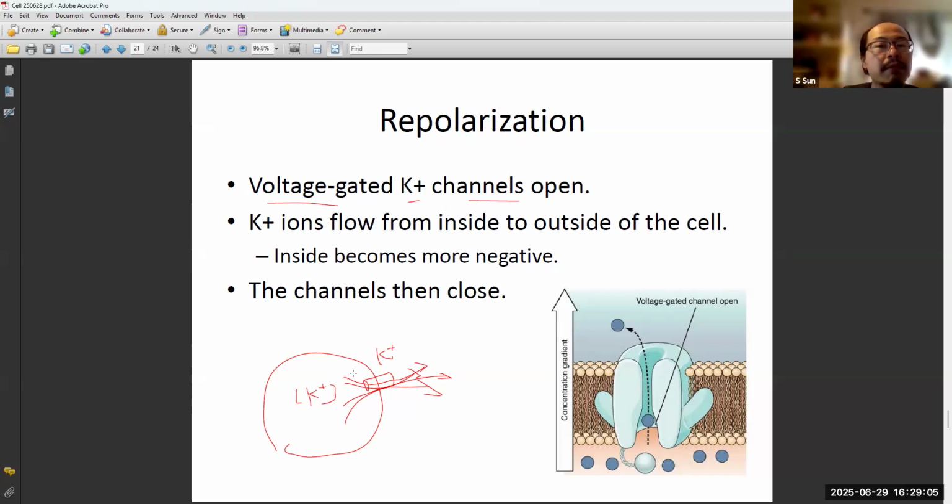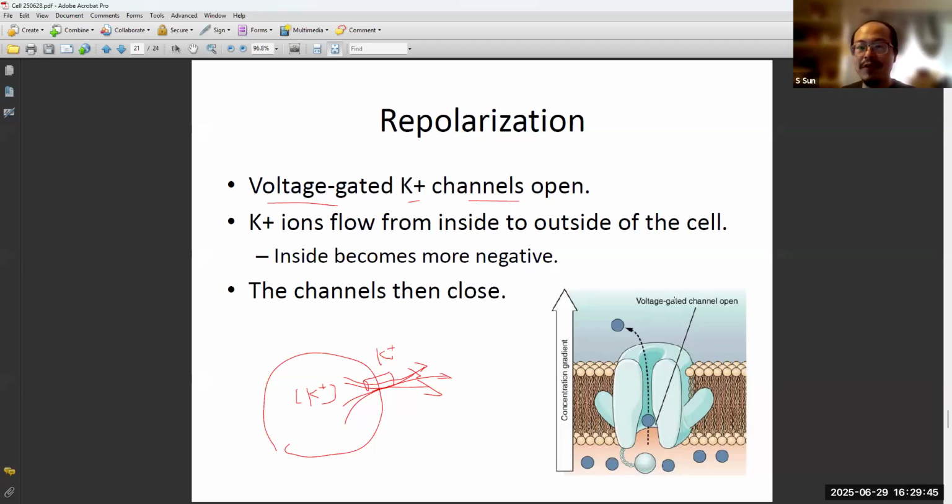It repolarizes. It makes it polarized again. And so this is the repolarization phase. It's driven by voltage-gated potassium channel. And with this channel open, potassium will move from intracellular space to extracellular space. Like you see here, this voltage-gated channel opens, potassium goes out. This is a concentration gradient from high concentration, which is inside, to low concentration, which is outside.